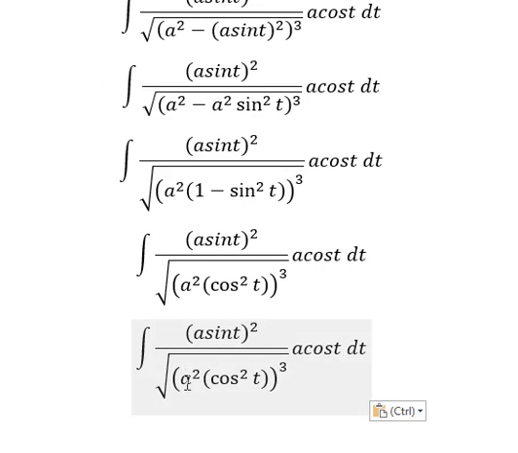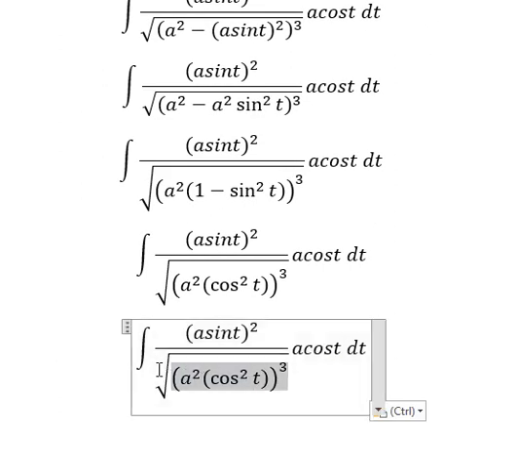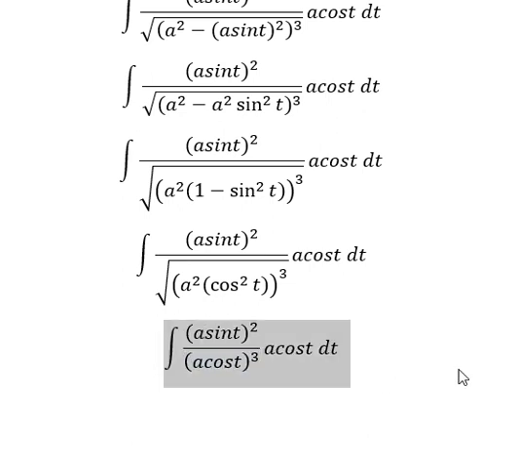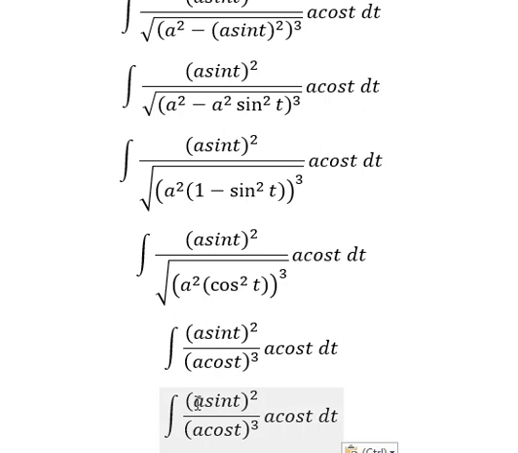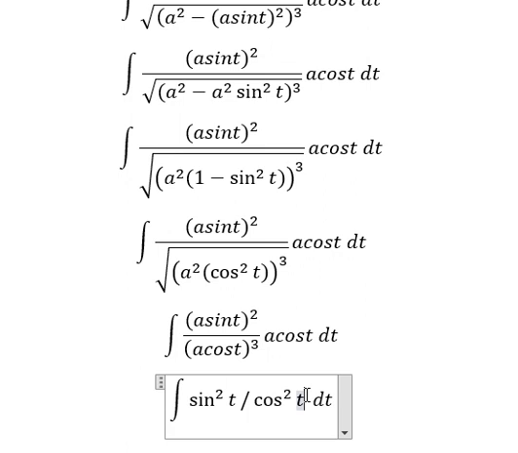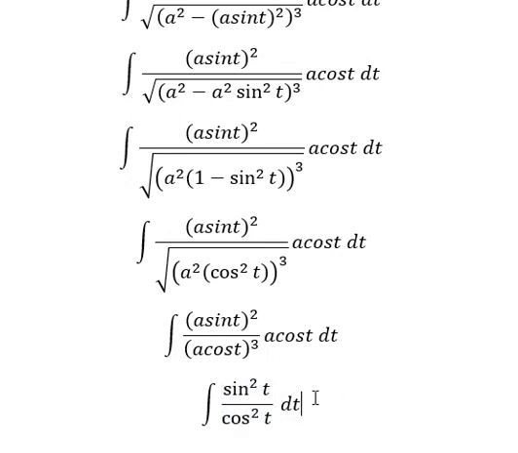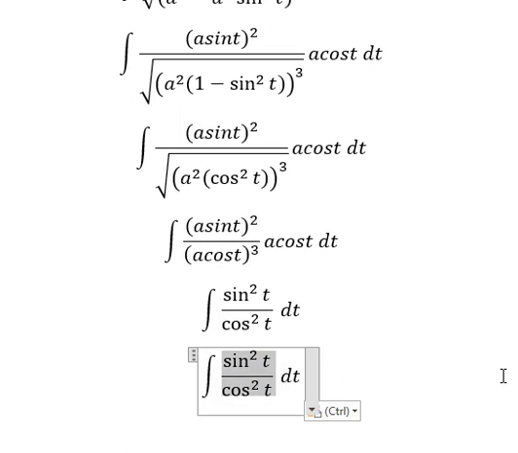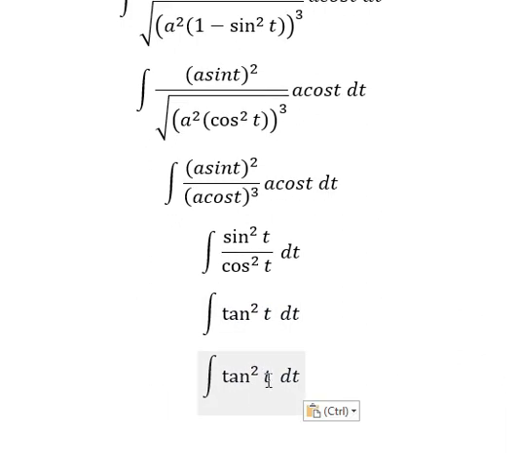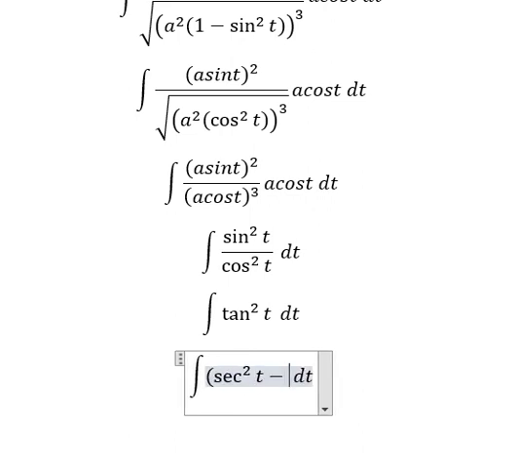So the square root of a squared cosine squared t, you get a cosine t to the power of 3. And now we need to simplify a to the power of 3 and cosine t. So we have sine squared t over cosine squared t. So this one is tan squared t. Tan squared t is secant squared t minus 1.